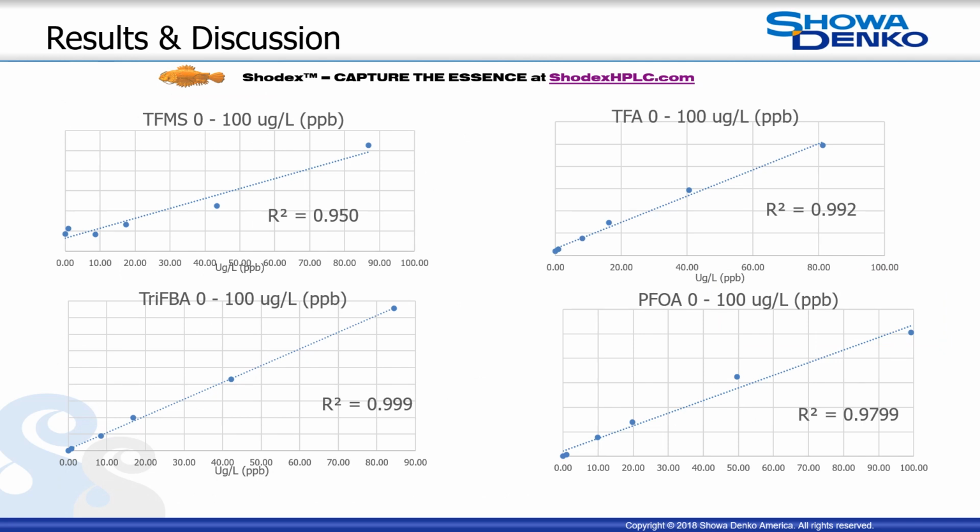The optimized ammonium acetate method was able to simultaneously retain most ultra-short through long-chain compounds and showed linear calibration curves for TFA, PFPrA, and PFBS through long-chain compounds. Representative calibration curves are shown on the screen. These are cal curves for TFMS, TFA, TriFBA, and PFOA. Sensitivity was good down to 1 part per billion.